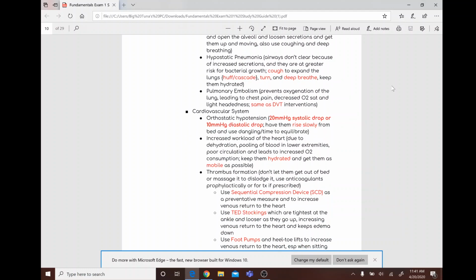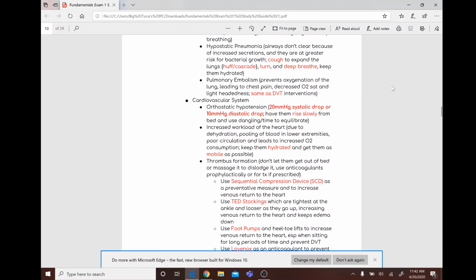What are some of the complications that occur in the cardiovascular system because of immobility? Orthostatic hypotension, increased workload of the heart, thrombus formation. What is orthostatic hypotension? 20-point systolic drop or 10-point diastolic drop.